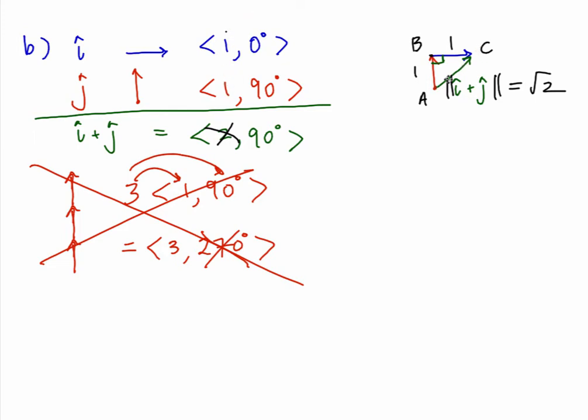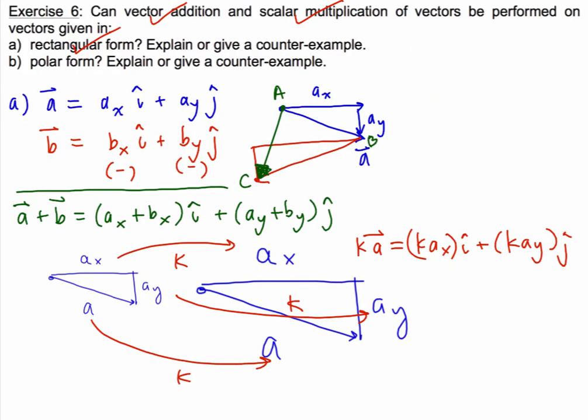Furthermore, this vector AC is not in the direction of 90 degrees, and so we do not add the directions together in polar form. So it turns out that while for vector addition and scalar multiplication we do have to have rectangular form, we cannot use polar form for performing these operations. Therefore, we really need to be working with the rectangular form to be combining our vectors.